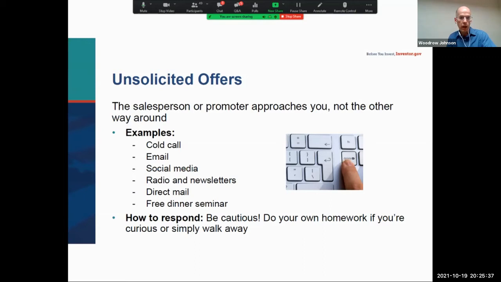Think carefully. By all means, when someone calls you, emails you, you hear on the radio, direct mail something, stop, think about it, get some advice. Talk to someone else, talk to your friend, talk to your relative, talk to a professional that you trust, and get advice before you invest.